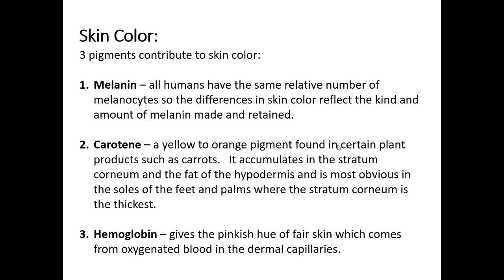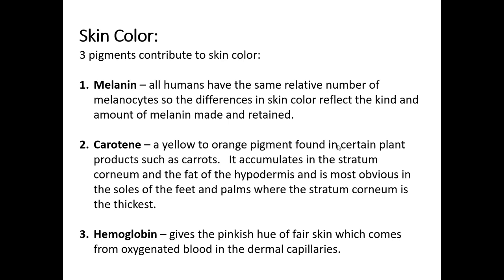There are three primary pigments associated with skin color. We're going to look and identify the three types below. So melanin: all humans have relatively the same number of melanocytes, but in skin, it reflects the amount of melanin that may be made or retained in the skin.